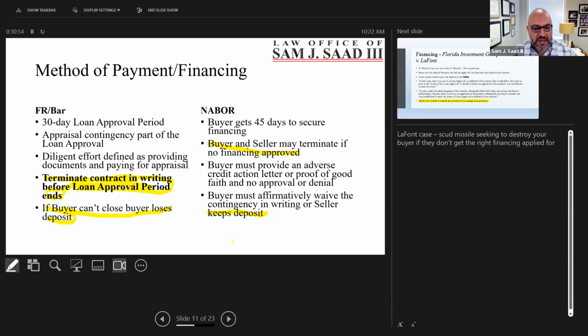Under FRBAR, you need to send an email or have the buyer sign a termination document prepared by an attorney. NABOR provides a form for terminating under the finance contingency. Other questions about financing?